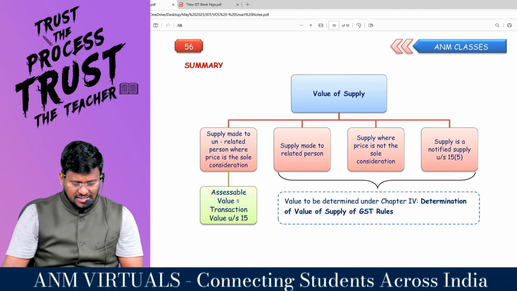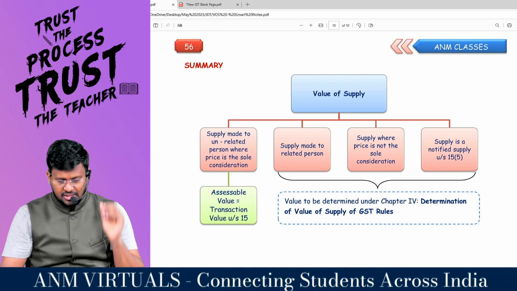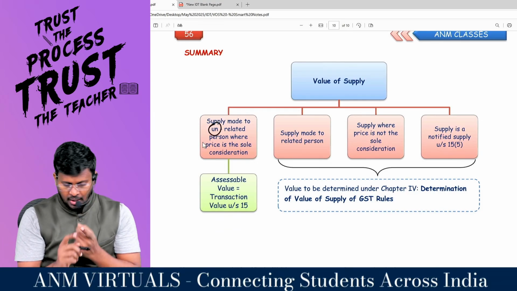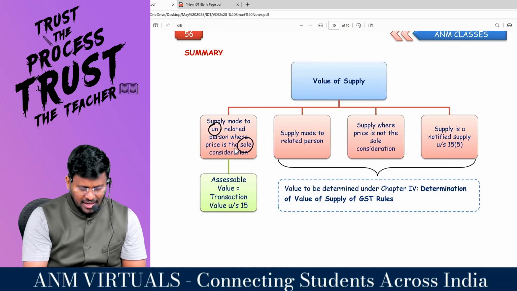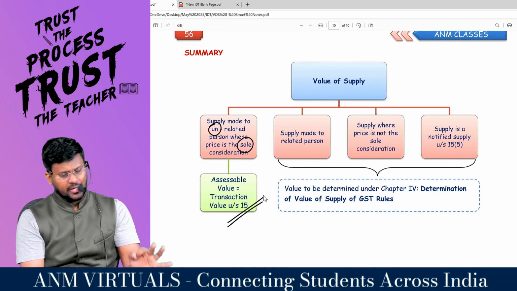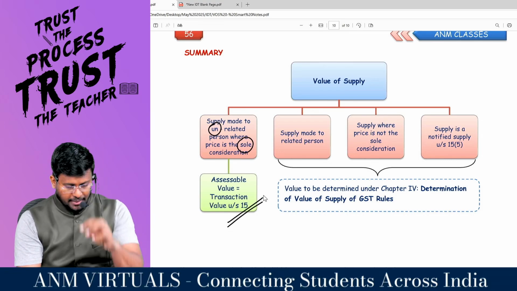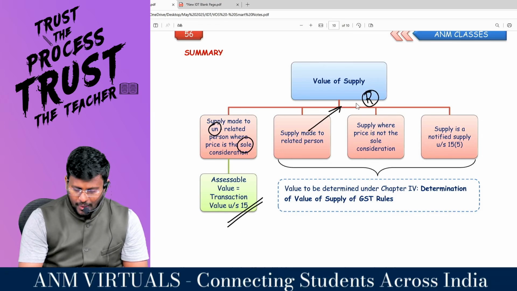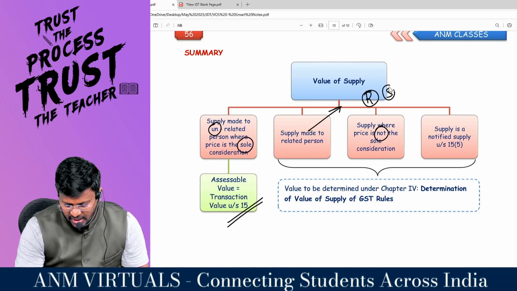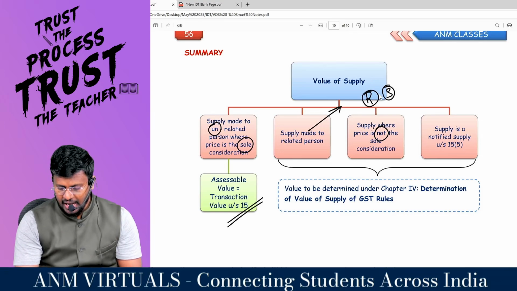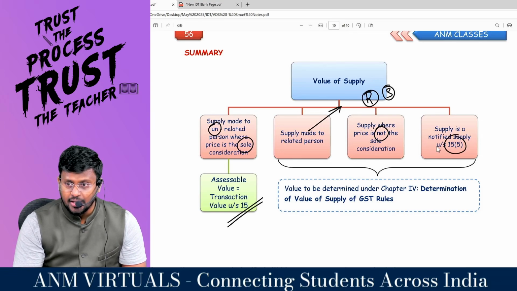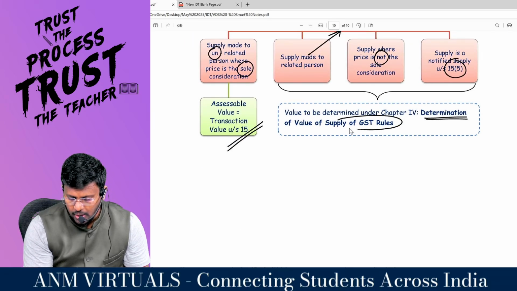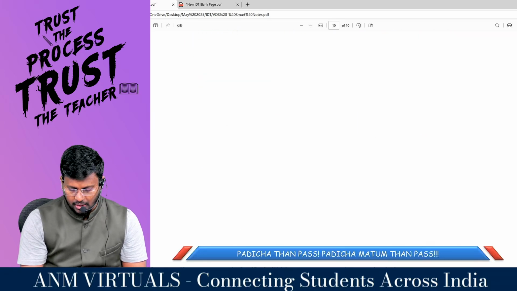So one line summary of the entire discussion of this chapter, value of supply. If supply has been made to an unrelated person, where price is the sole consideration, then assessable value is equal to transaction value under section 15. But if you made supply to a related person, the R condition got disturbed. Where price is not the sole consideration, the S condition got disturbed. And if the supply is a notified supply, then value is to be determined as per the valuation rules. Are you all really with me?